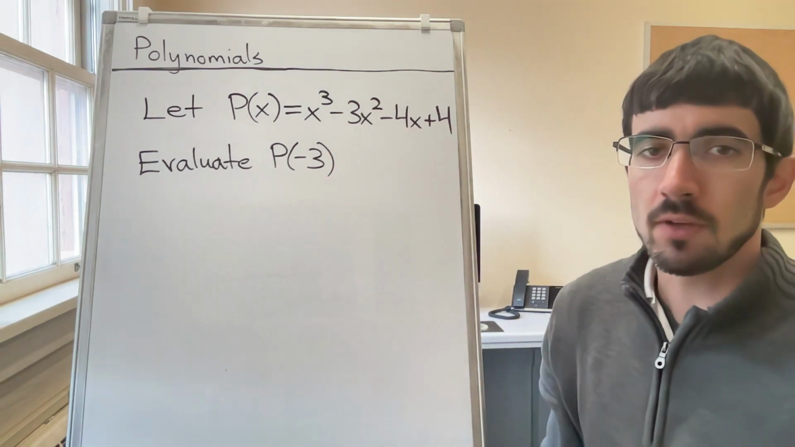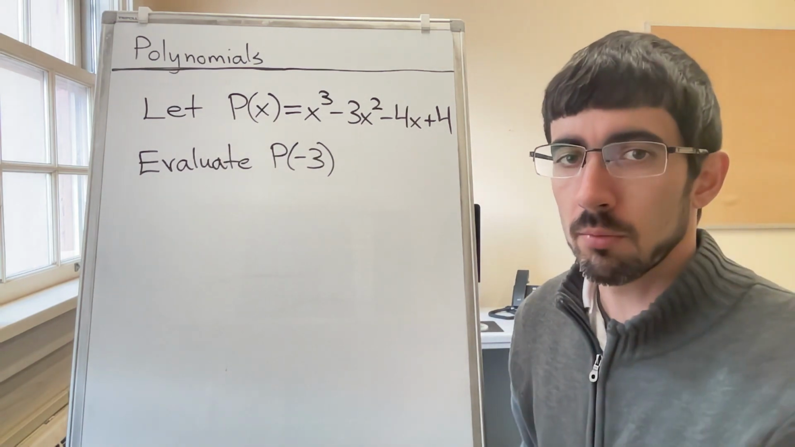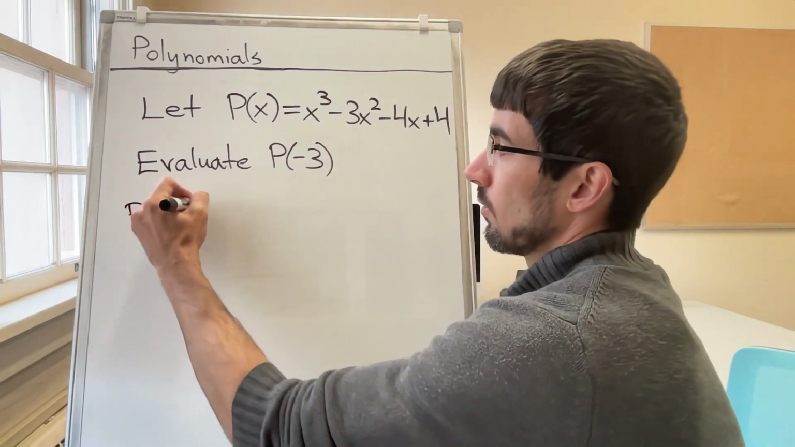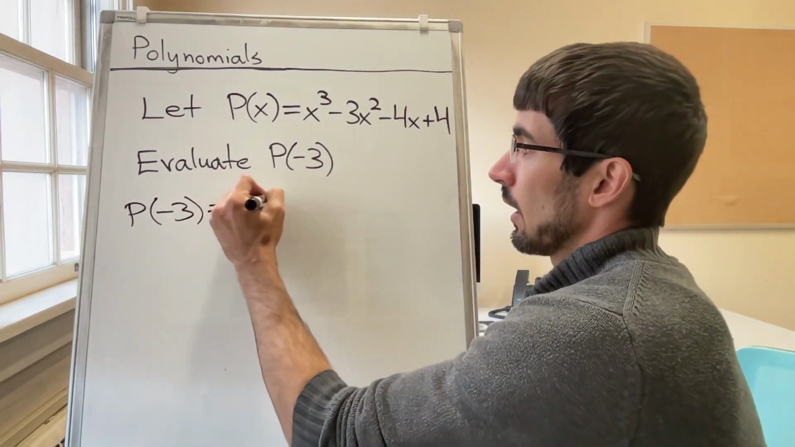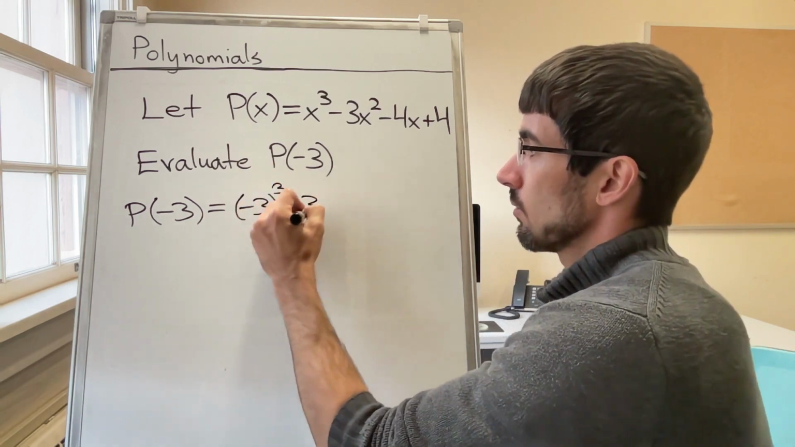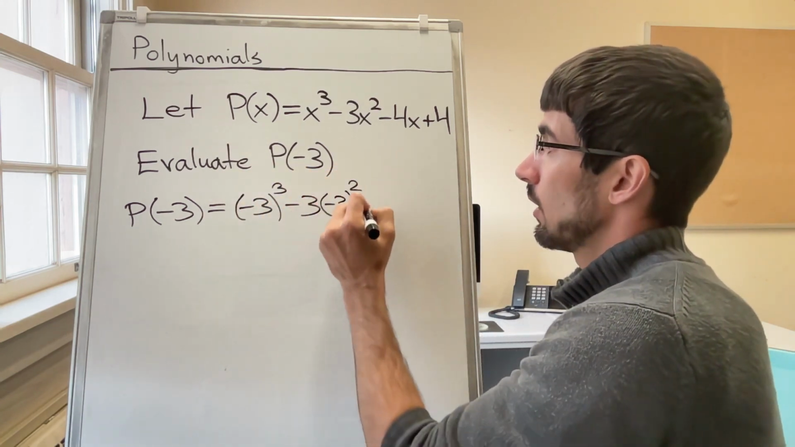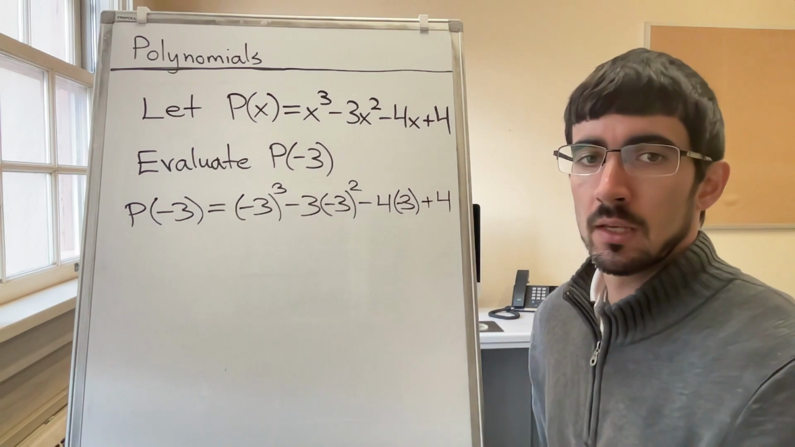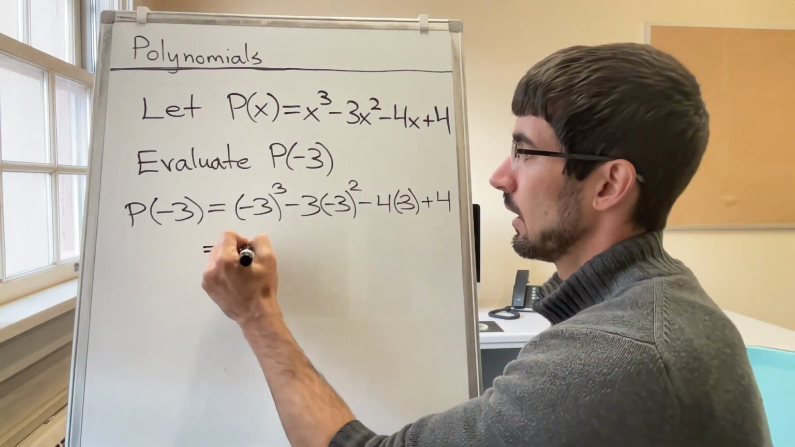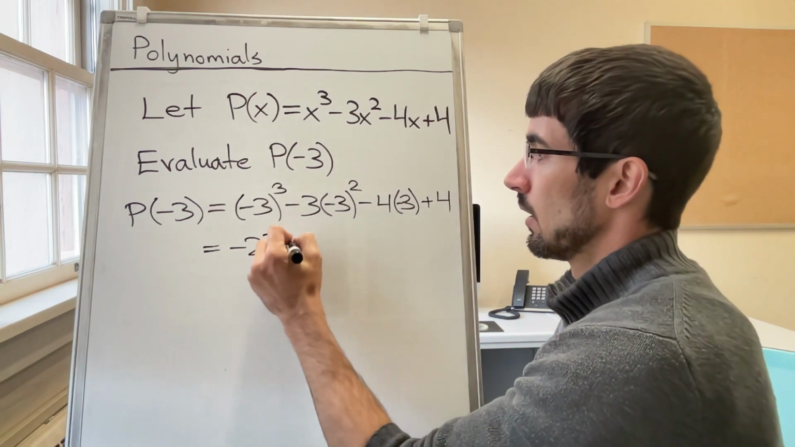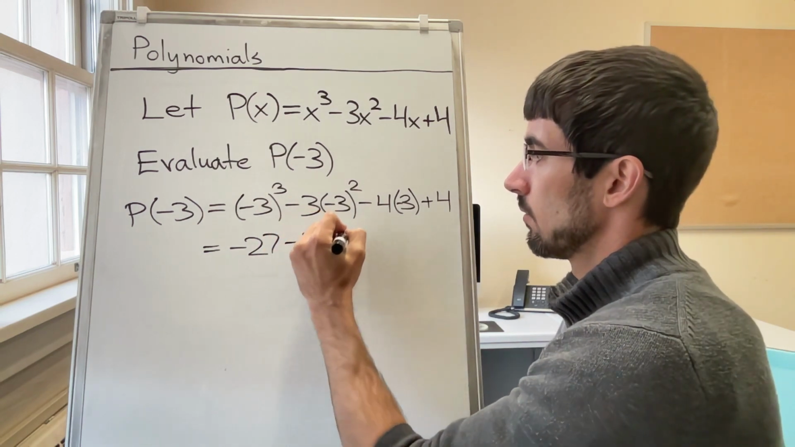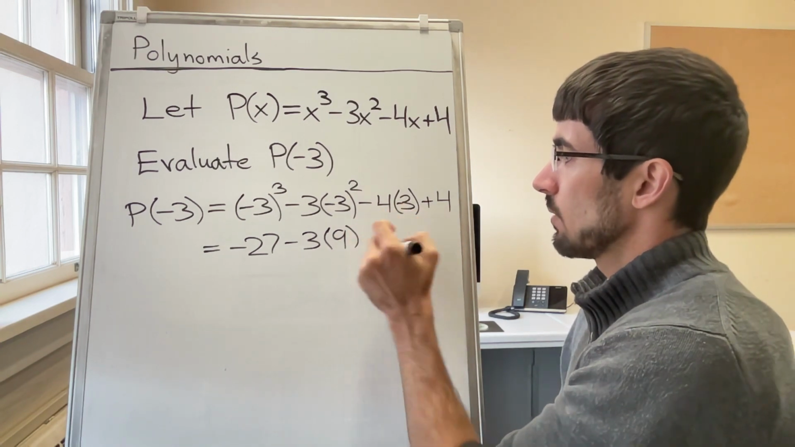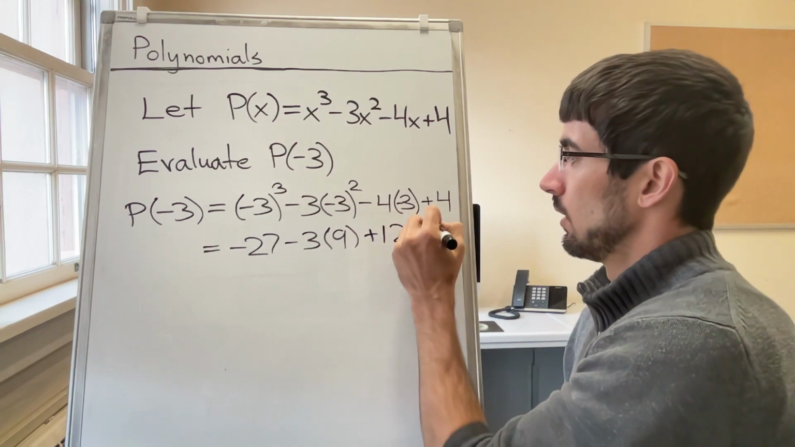We're going to evaluate p of negative 3 just by inputting the number negative 3 into the function. Let's find the output. So p of negative 3 equals negative 3 cubed minus 3 times negative 3 squared minus 4 times negative 3 plus 4. Evaluating each of those terms, we get negative 27 minus 3 times 9. Negative 3 squared is positive 9. Minus 4 times negative 3, that works out to plus 12 plus 4.